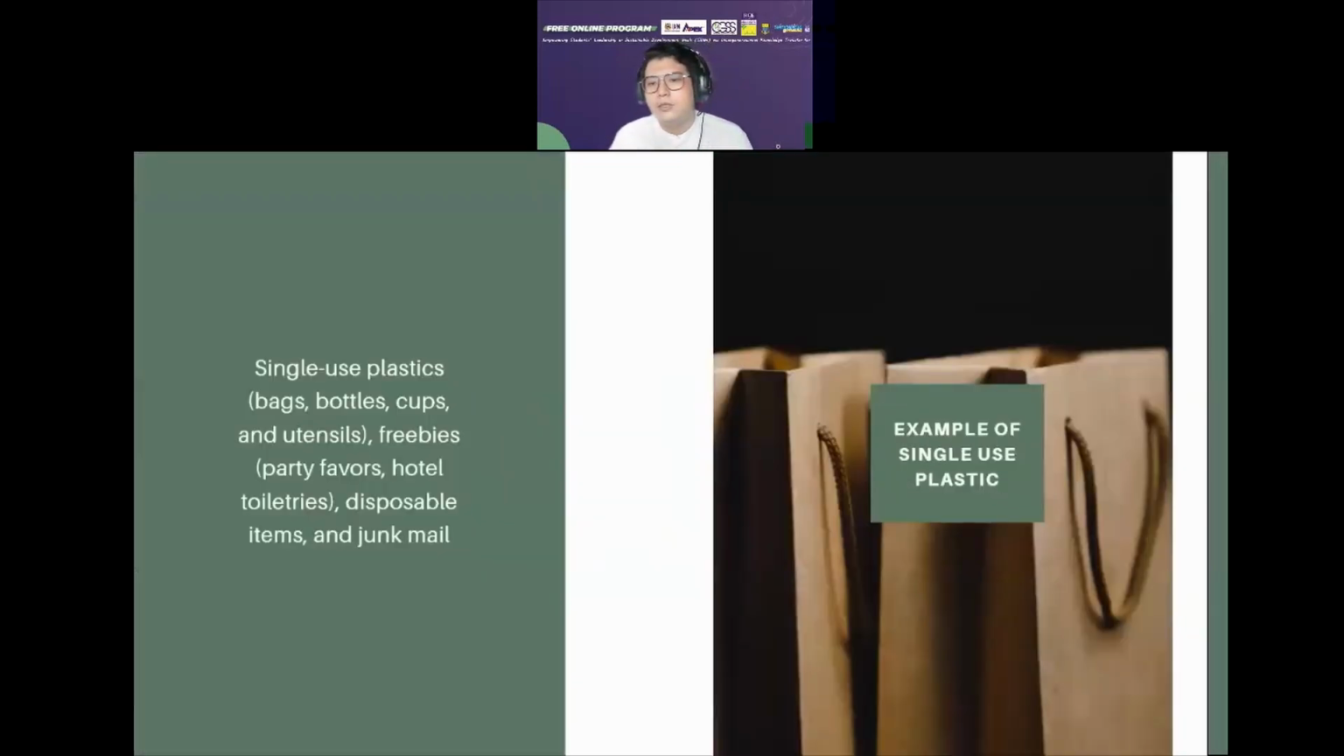These are some of the examples of single-use plastic, such as plastic bottles, plastic bags, plastic cups, plastic utensils, forks, spoons, knives. We can see single-use plastic from freebies such as party favors, hotel toiletries, disposable items, and also junk mail.